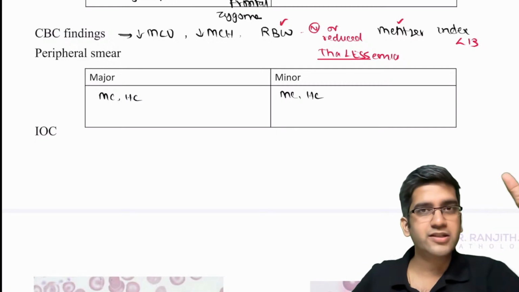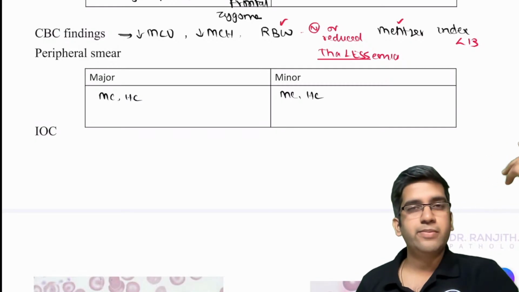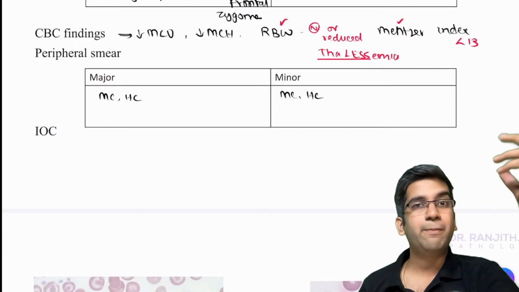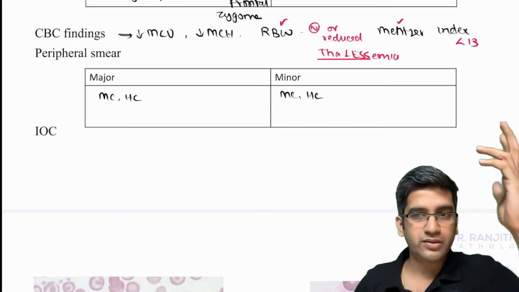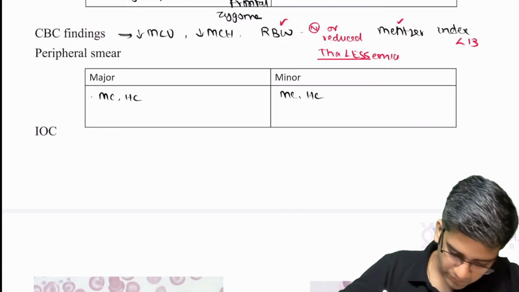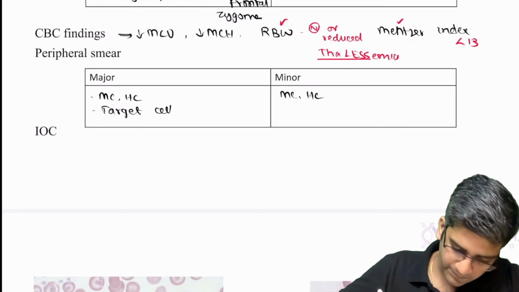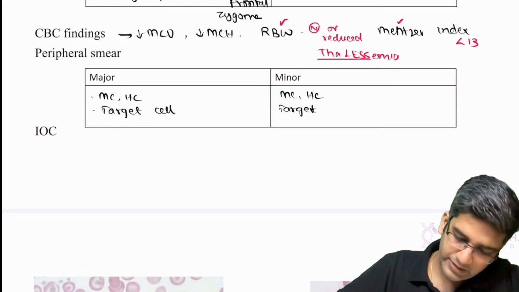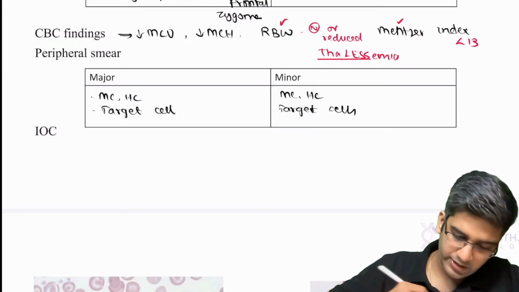So if it's a long answer: microcytic, RBCs are smaller than the nucleus of a small lymphocyte. Hypochromic, RBCs are paler, more than one central one-third pale. In addition to that, both will have target cells. That also is very classical. Both major and minor will have target cells. You can write target cells, you can write codocytes, you can write both.